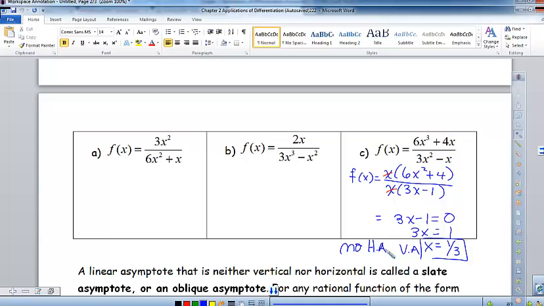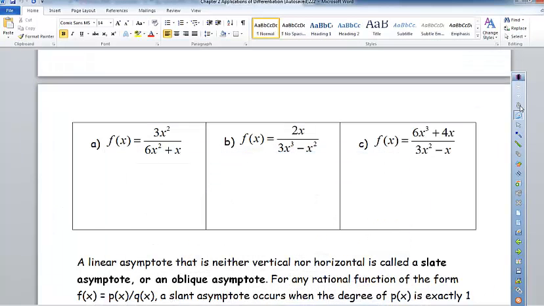You could do either one first. It doesn't really matter. It might be more efficient to deal with the horizontal asymptote first, since you look at the original equation and you don't change it. But either one, it doesn't matter. Other questions about this? Very good.